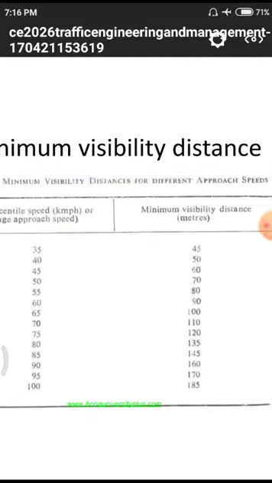Next, we have 40 and 45, and the distance keeps increasing. For 40 we have 50 meters, for 45, 60, and for 50 we have 70 meters of distance. Likewise, as speed increases, the visible distance for a particular vehicle automatically increases. Why? Because if the vehicle speed is increasing, the distance decreases second by second, so we need to increase the visibility distance of a particular light.